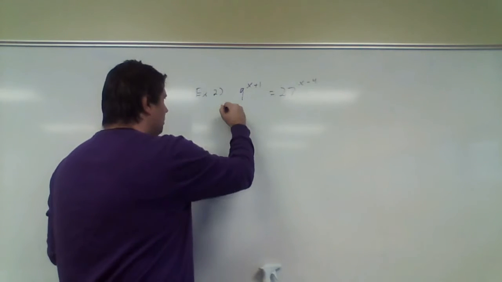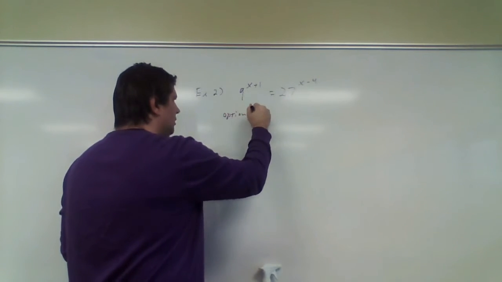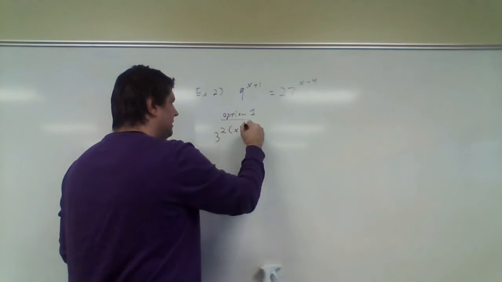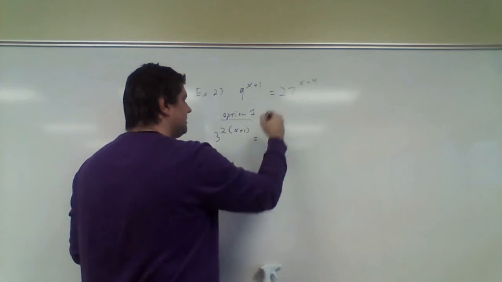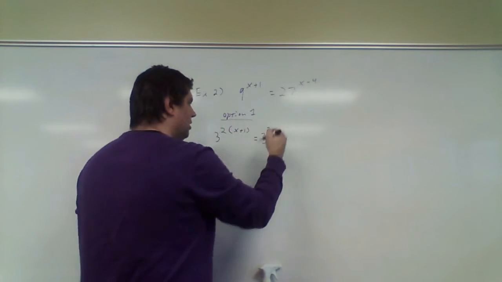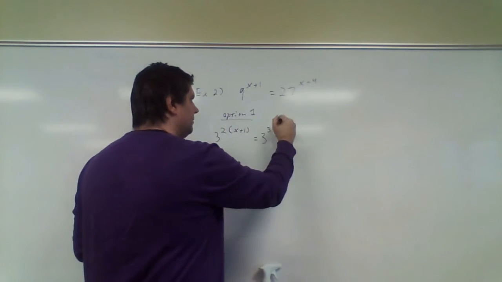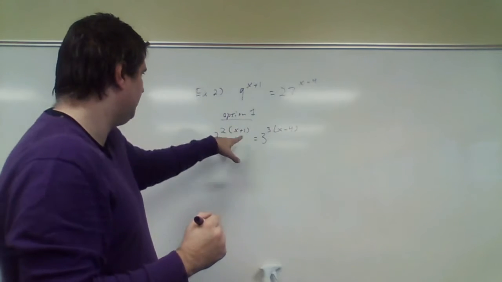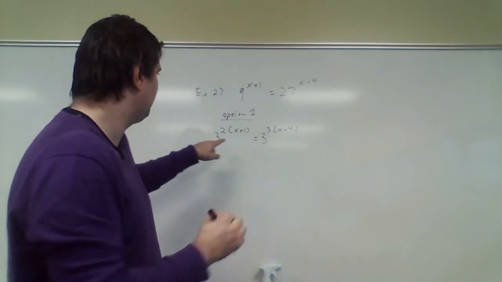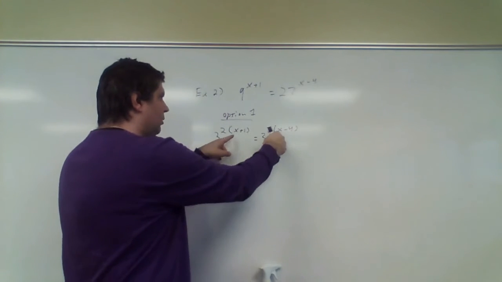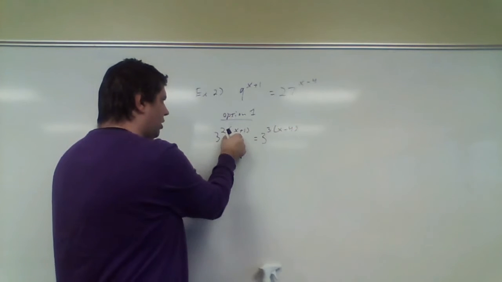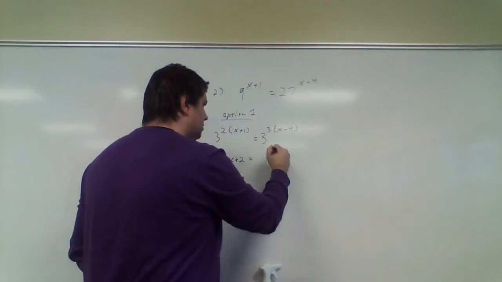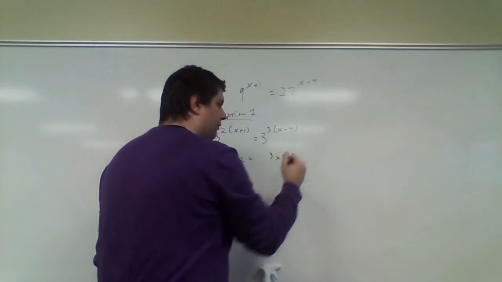So option 1, 9 can be written as 3 squared. The original exponent needs to go in parentheses. 27 is 3 cubed. So they both are powers of 3. Again, the original exponent needs to go in parentheses. This equals this. So if the bases are equal, the exponents have to be equal. So I'll go ahead and multiply that out. 2x plus 2 equals 3x minus 12.